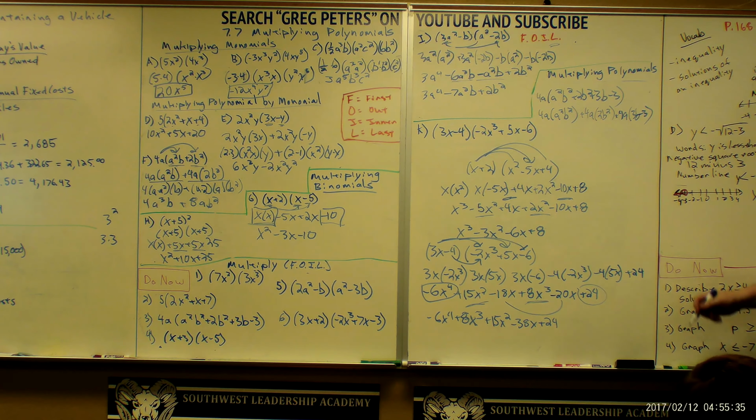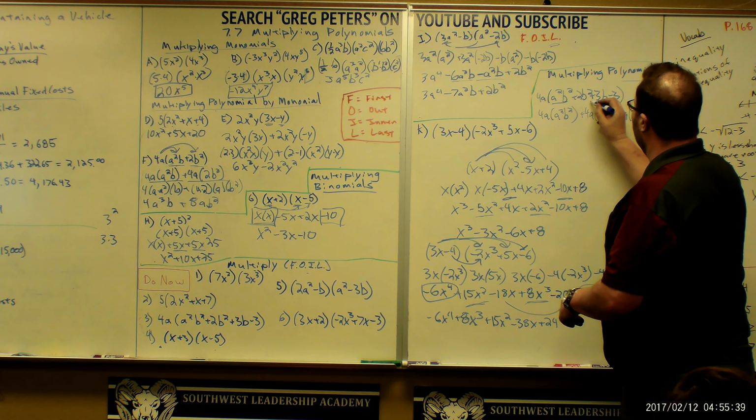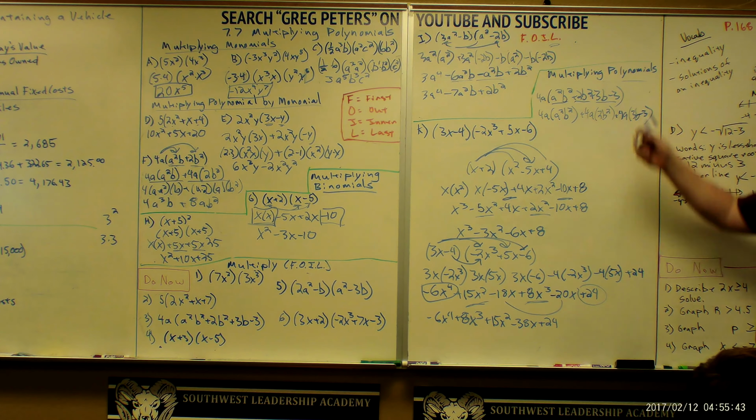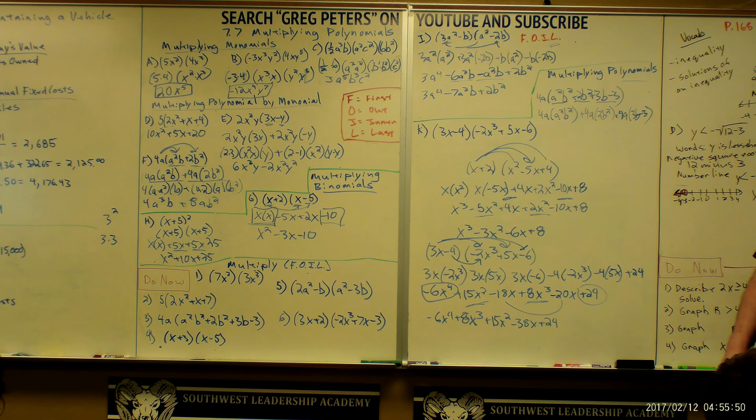Okay, so what did we do? We took this term, and this term and multiplied them. Okay? The negative 3 at the end is not going to matter. Why? Because we're going to be 4 and negative 3 when we multiply these out.